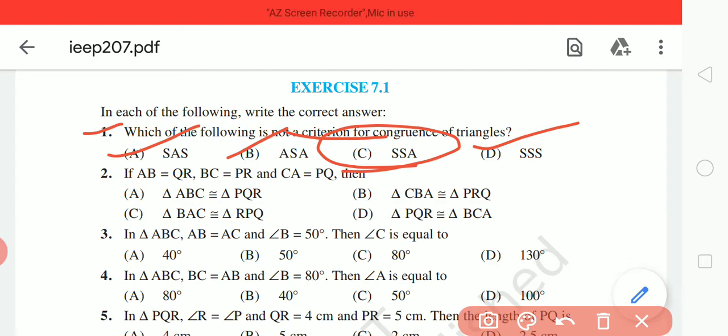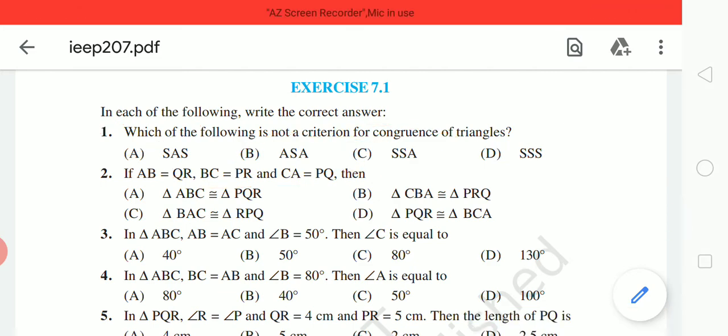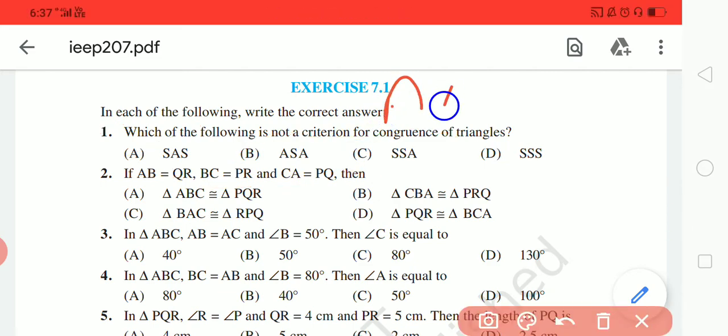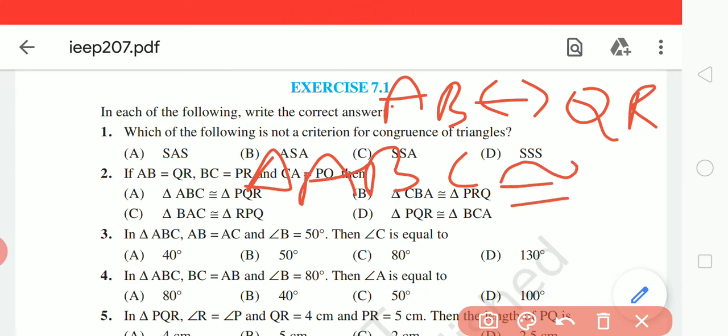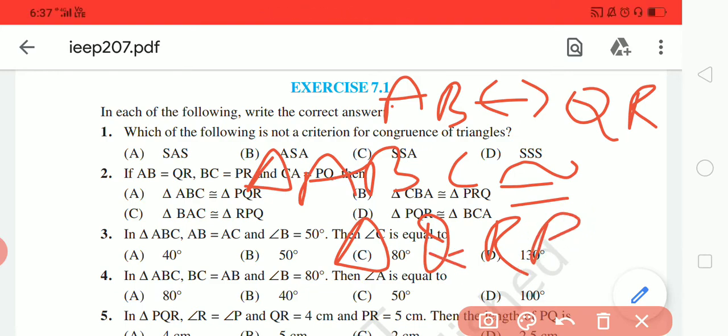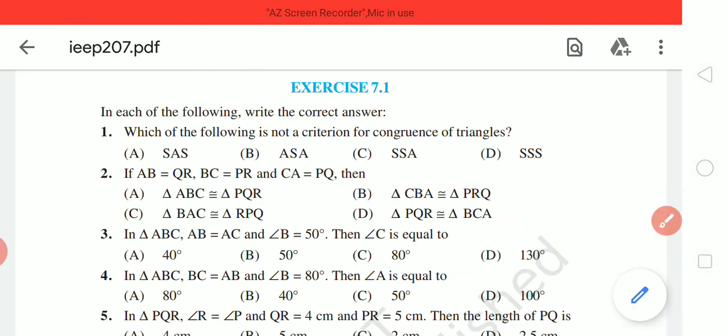Now come to question number 2. If AB equal to QR, BC equal to PR, CA equal to PQ, which of the following is then true? Let us check the correspondence. If you are taking AB, and it is corresponding to QR as given, the third remaining vertex is C. So triangle ABC is congruent to triangle QR and the remaining vertex is P. So this is the right way: ABC congruent to QRP.